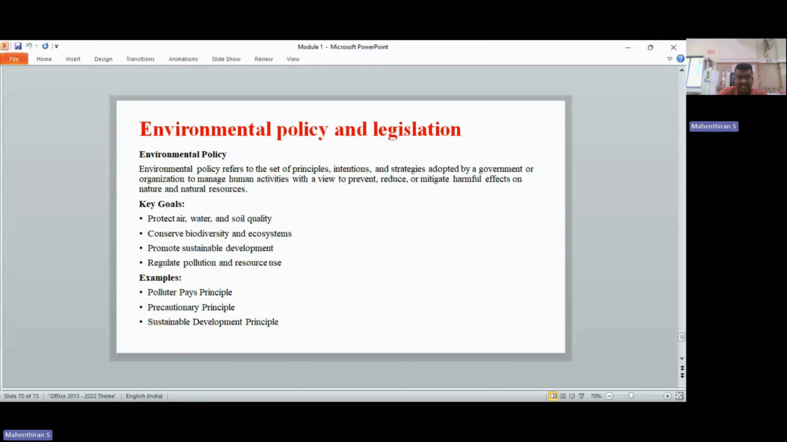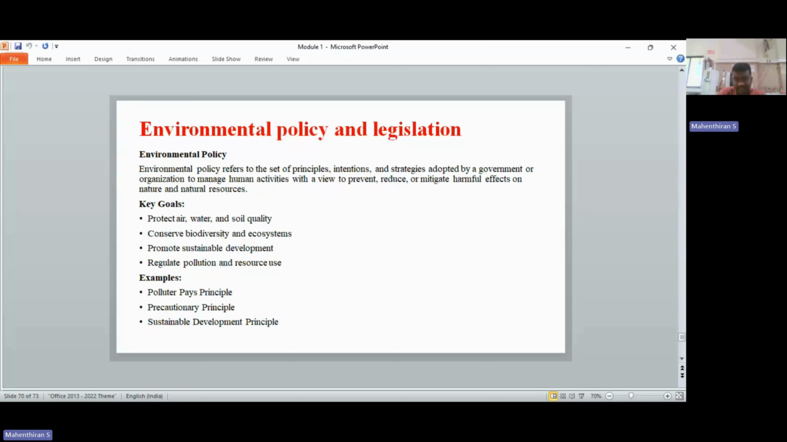Here we have the three principles that form the foundation of many environmental policies around the world. The first one is the polluter pays principle. This principle states that any industry which is responsible for producing pollution should bear the cost of managing it. And the next one is the precautionary principle.